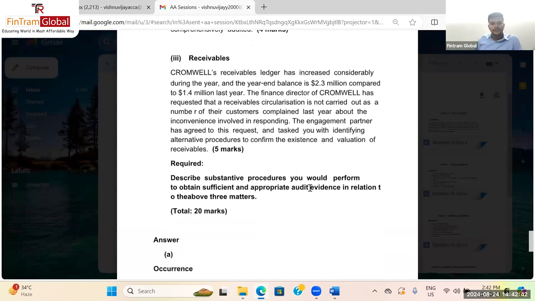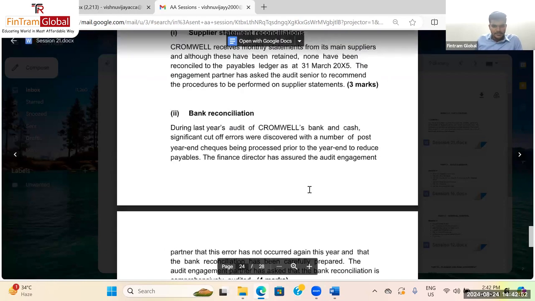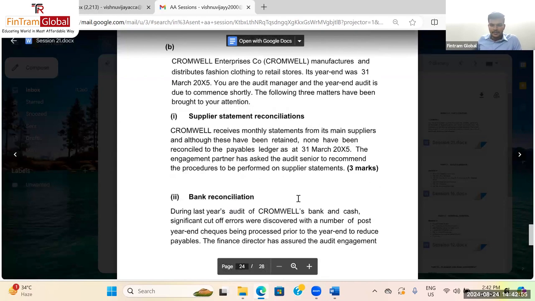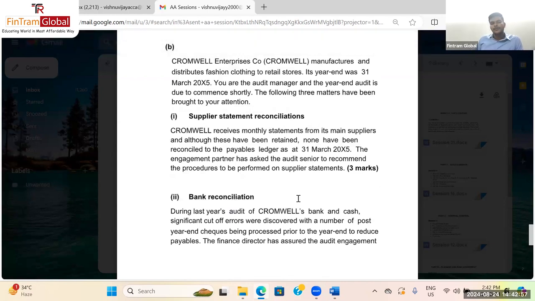So let's read this particular requirement. Describe substantive procedures you would perform to obtain sufficient and appropriate audit evidence in relation to the above three matters. First matter is regarding supplier statement reconciliations. Cromwell receives monthly statements from its main suppliers, and although these have been retained, none have been reconciled to the payables ledger as at 31st March 2005. The engagement partner has asked the audit senior to recommend the procedure to be performed for supplier statements.